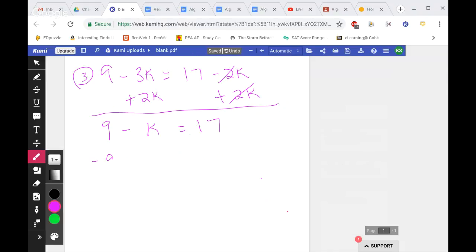And I'm going to subtract 9 from both sides. That's going to leave me negative K equals 8. And then I'm going to divide both sides by negative 1 to get the negative sign off of the K. And that's going to leave me K equals negative 8.